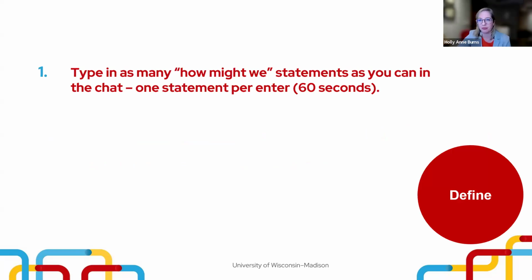So what are we going to do? We are going to generate as many how might we statements as we can in the chat. We are going to have just 1 minute. You're going to be quick, quick, quick. And when I say generating them, I mean you're just coming up with a question, a statement. You're not answering anything you're seeing here. You are literally creating how might we's.